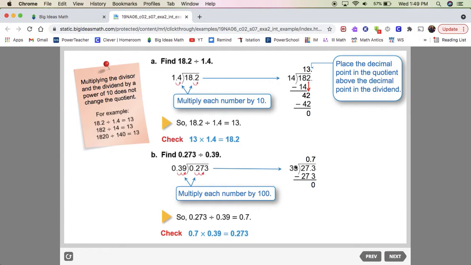And we can check that by multiplying our quotient times our divisor, and we should get the dividend.